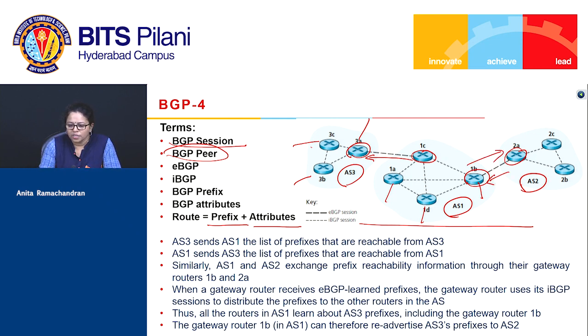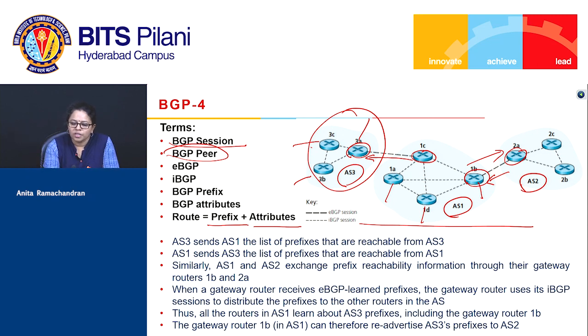Now, in this particular AS, 3A, 3B, and 3C are configured together to be in the same autonomous system, and they are all BGP peers to each other. So they are running what is called iBGP. Similarly, within AS1, 1A, 1B, 1C, and 1D together form iBGP peers. Similarly, 2A, 2B, 2C form iBGP peers in AS2.